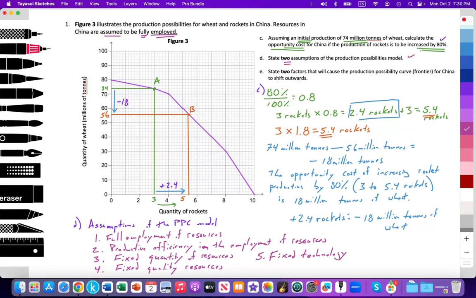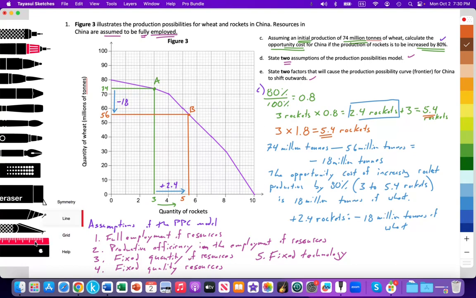Great. Let's move on to the last question. Question E. All right, state 2 factors that will cause the PPC curve for China to shift outwards. So what's going to cause a shift? Very important. Let's draw a line here. Question E. What would your answer to that question be? Pause the video and think about how you would answer that. Okay, so what would your answer be?